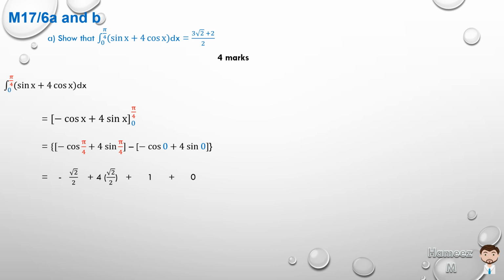So we can now use a common denominator of 2. So it will give us minus root 2 plus 4 root 2 plus 2 all over 2. And 4 root 2 minus root 2 is 3 root 2, plus 2, all over 2. As such, we have proven what was required. So we can either bring up a small square to represent such that we've completed the proof, or we can write QED, quod erat demonstrandum, a Latin phrase to represent the same thing.